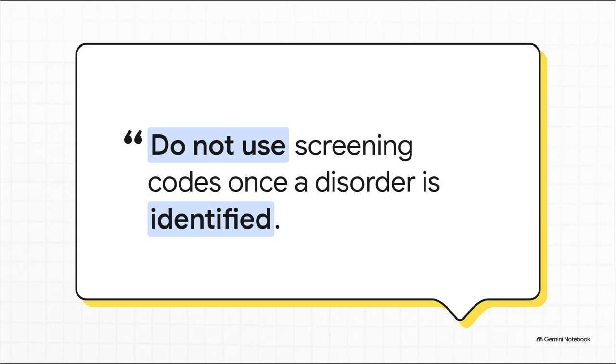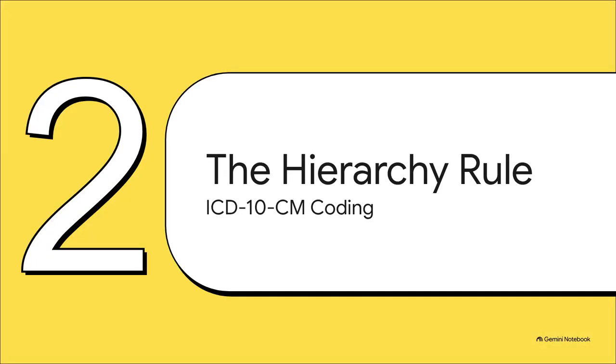This brings us to what I like to call the golden rule of screening. And it's simple. Do not use screening codes once a disorder is identified. From a pure coding standpoint, a positive screen means you immediately abandon those Z codes. Literally, just leave them behind. They've done their job. You transition directly over to the appropriate F code so you can accurately capture the patient's active condition.